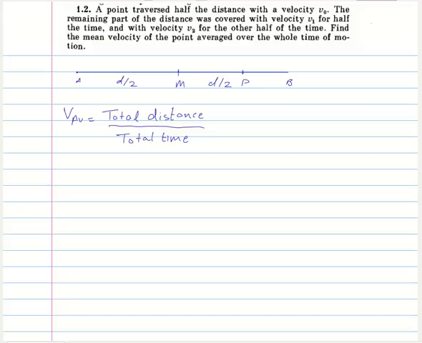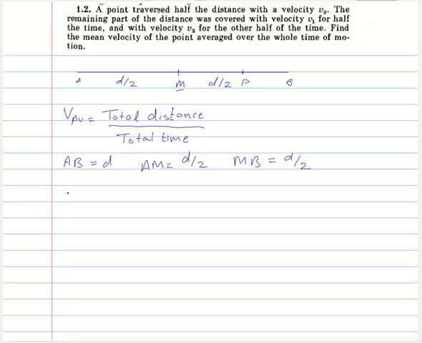So let us say the distance between A and B is actually D. If AB is equal to D meter, let's say M is the midpoint. So AM is equal to D by 2 and MB is equal to D by 2. Now for AM, that is for half the distance, we are given that the velocity is v0.